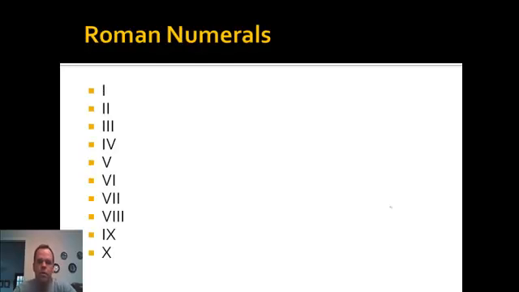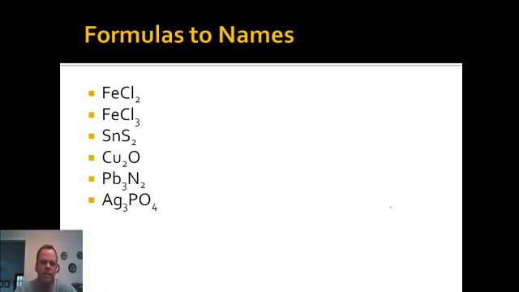Just to remind you, the common Roman numerals: 1 is I, 2 II, 3 III, 4 IV, 5 V, 6 VI, 7 VII, 8 VIII, 9 IX, and 10 X. Generally, we're going to have charges of 5 or less, so you'll generally just use the first couple of Roman numerals that you probably know from earlier lessons.